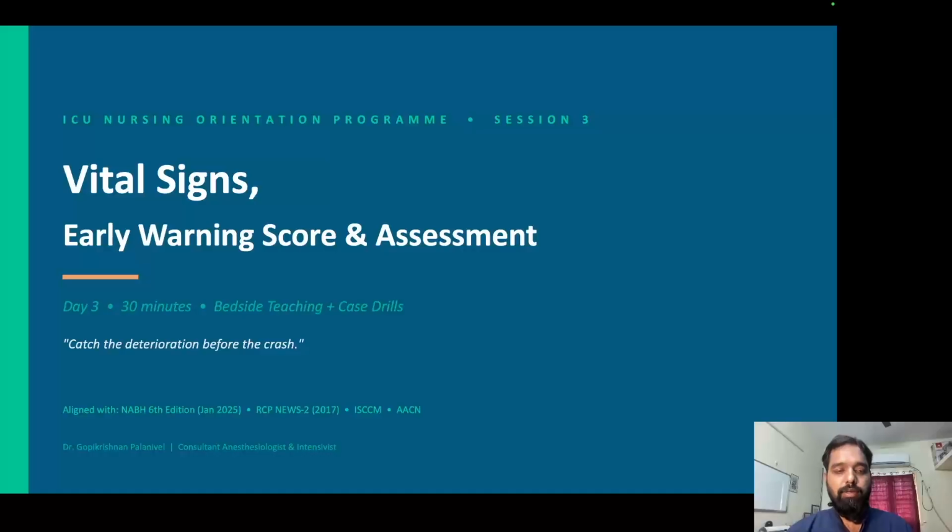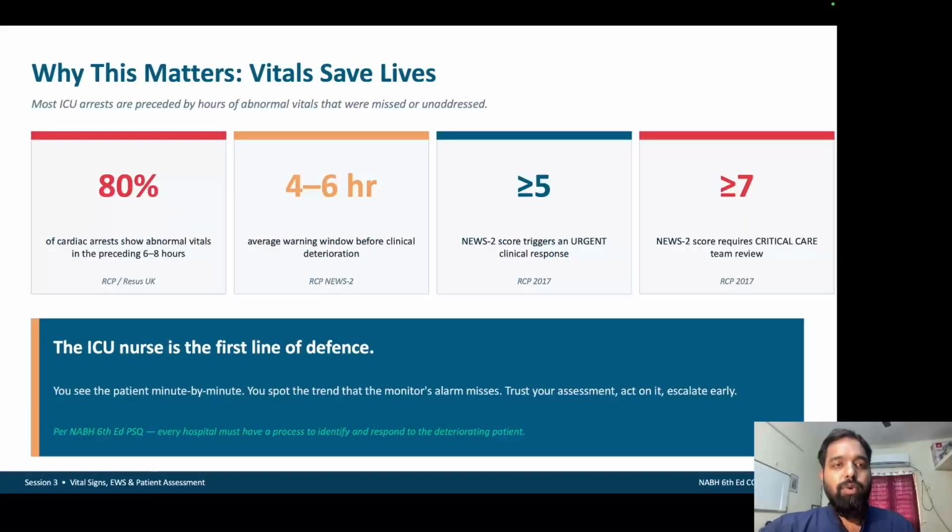Today it is session 3 of the ICU Nursing Orientation program and the topic is vital signs, early warning score and assessment. So we can catch the patient's worsening trend or deterioration even before it happens if we score the patient warning score appropriately or if we track the patient's vital signs appropriately. So why does this matter? Vitals save lives.